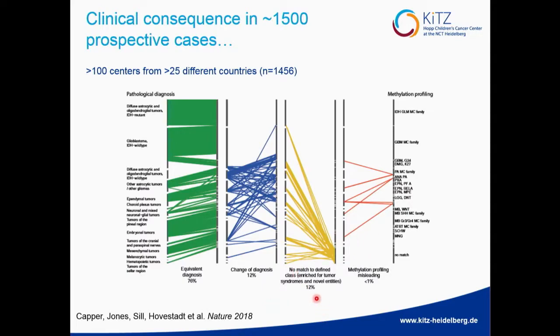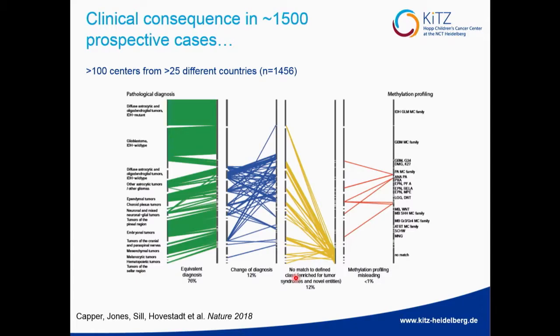And then we have another 12% of cases, which is really interesting, which we currently cannot classify. And we are now, of course, digging into this, and I will give you a few examples later. But it's really clear that they are enriched for very rare tumor classes that are happening in 1 in 5,000, 1 in 10,000 of all brain tumor cases.